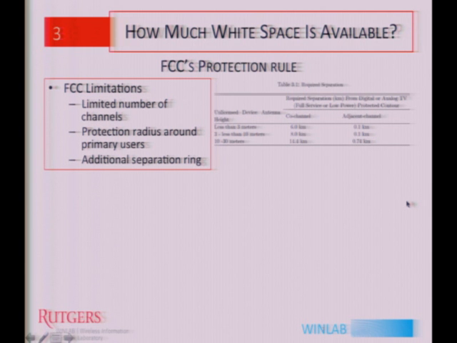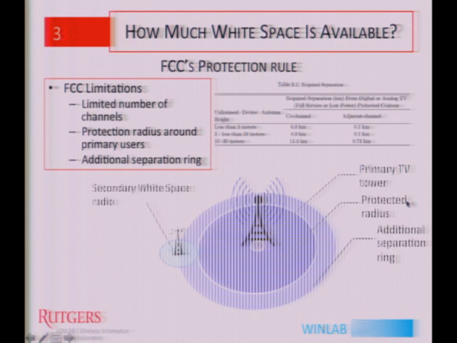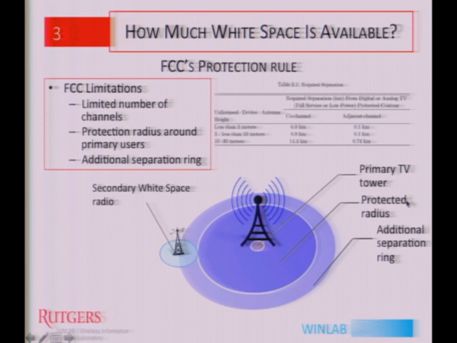They give numbers for this additional separation that you have to use and calculate. An illustration of this would be a TV tower with the protected radius and the extra ring around it. As you can see, if a secondary device wants to transmit, the transmission will not exceed the protection radius, and the tower itself cannot go inside that ring. So this is how they've set it up.